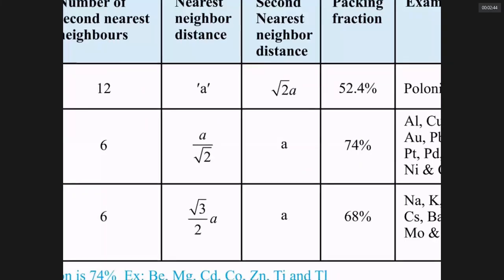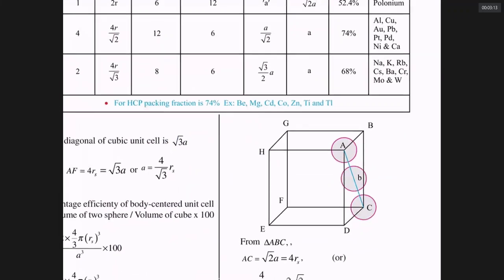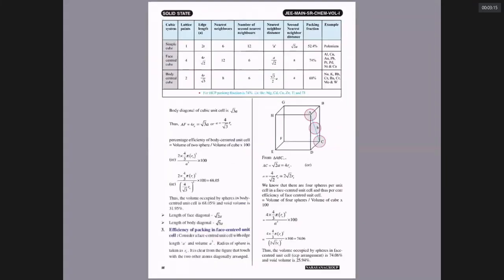Efficiency here is 52.4%. Simple cube example is polonium, 52%. Whereas in face-centered cube, efficiency is highest, 74%. Whereas in body-centered cube, efficiency is slightly less, 68% if we really calculate. So of all the 3 variants, the simple cube is least efficient and face-centered cube is most efficient. These are the examples of metals which are being packed like that. So all this we see later on.